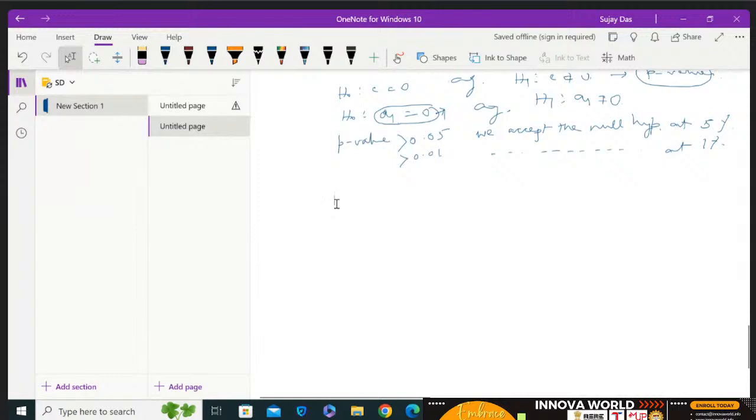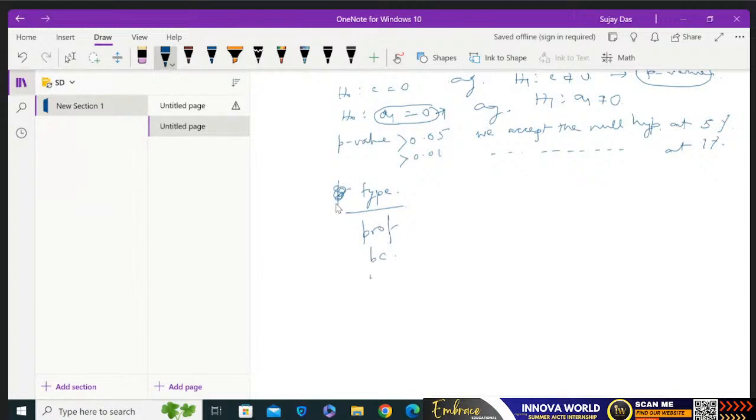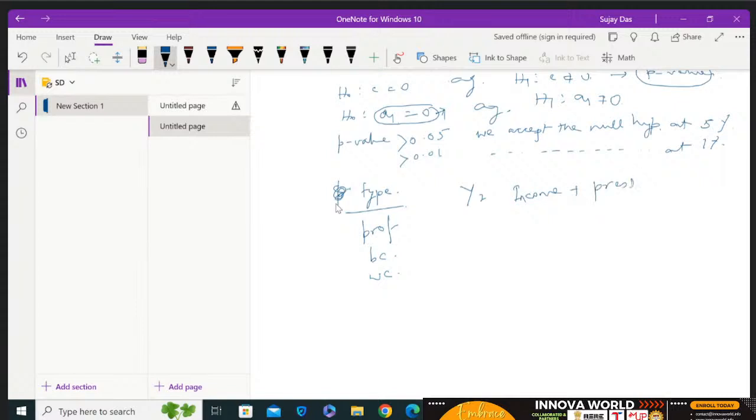Suppose here the variable was type, right? And in this type there were three kinds of jobs: professional, blue collar and white collar. So how do we incorporate this information in the linear regression? Because if y is income, which is numeric, and prestige is numeric, how do you quantify this? So in order to quantify this, R by default creates two more variables.